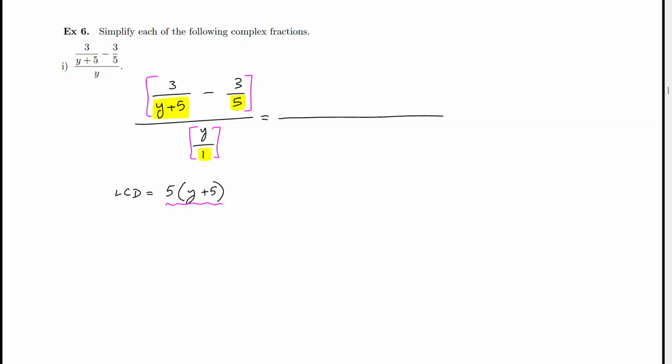So again, take everyone there, the 3 over y plus 5, and multiply it by the LCD, which is 5y plus 5. And do the same thing on the second fraction. It used to be 3 over 5. I'm going to give it the quantity 5y plus 5. And finally, the original y that was on the denominator, I'm going to multiply it with 5 and y plus 5. Now remember, these extra quantities we're adding are all divided by 1. I'm not going to add all those extra ones because then it will be confusing. So I'll erase them in a few seconds.